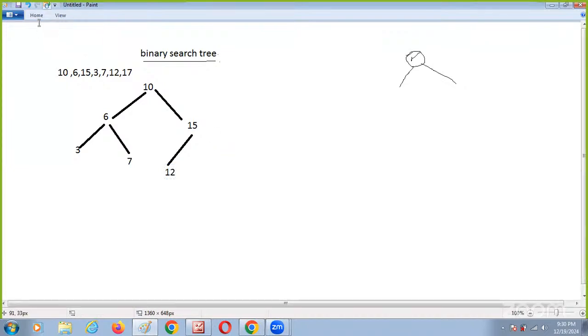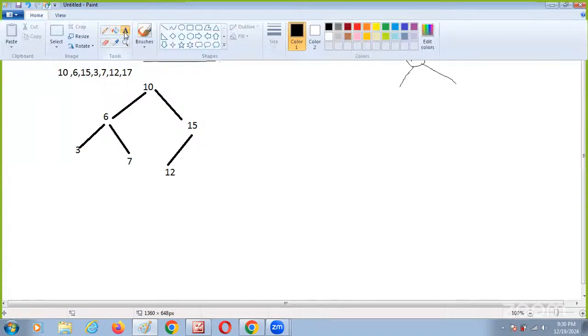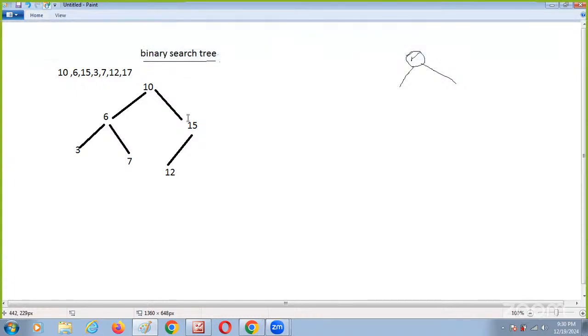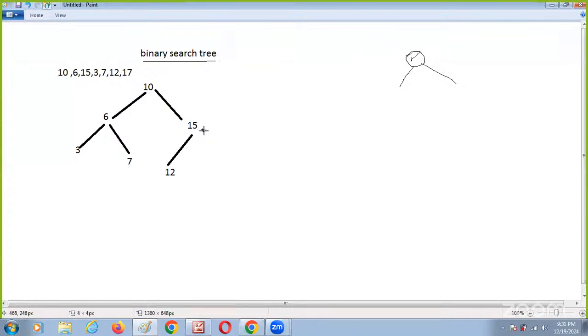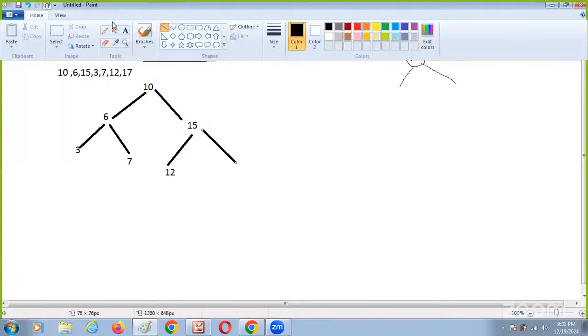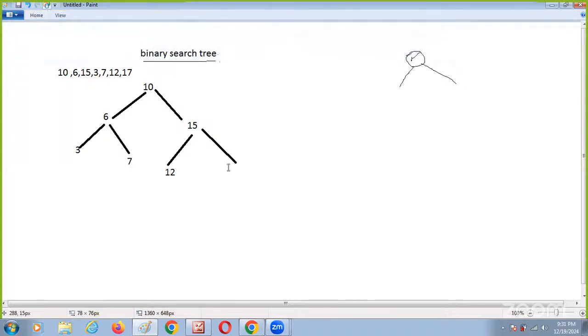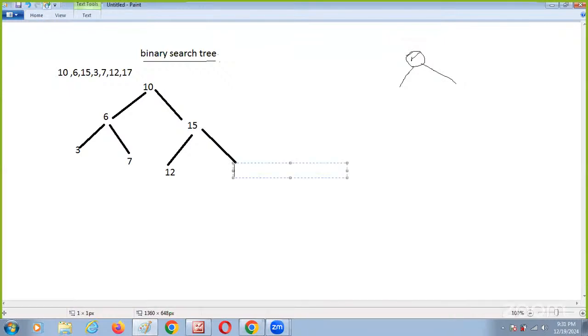And now the last element is 17. 17 is here. 17 is greater than 10 as well as greater than 15. So I will place it here. This is a binary search tree. This is called a binary search tree.